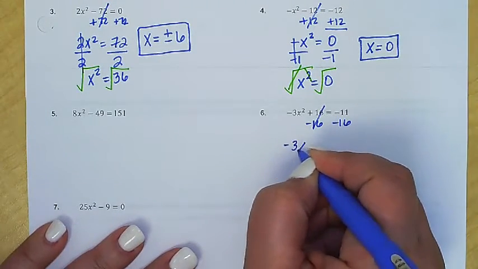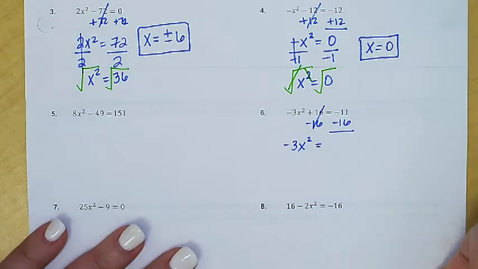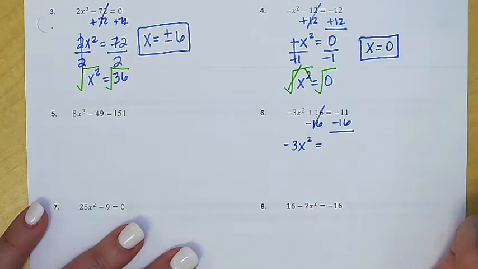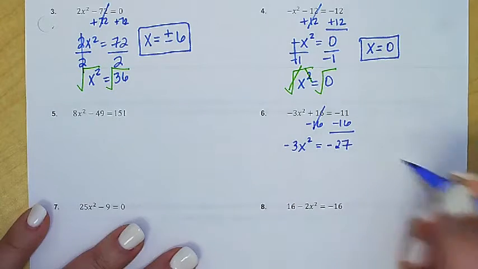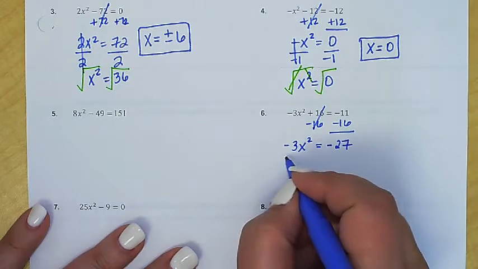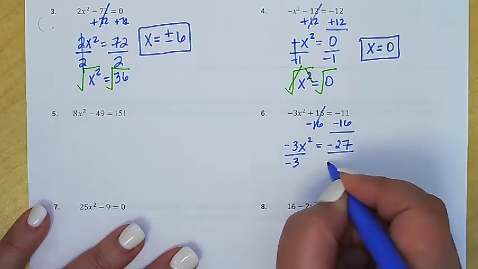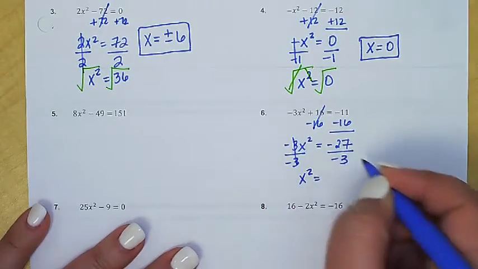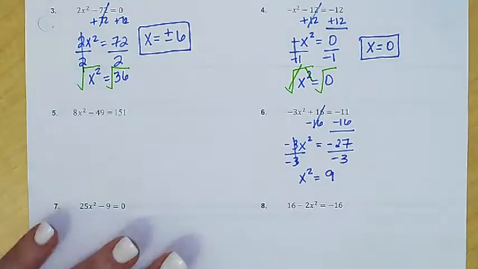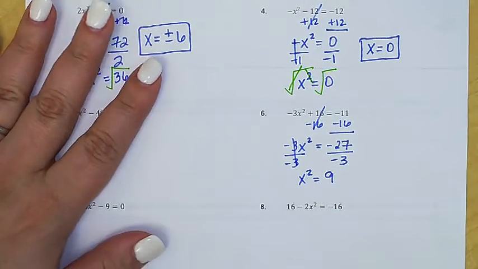Then we get negative 3x squared is equal to, and then over here these are both the same sign, so we find the sum. Negative 11 and negative 16 is a negative 27. Okay. And then the next step is to get rid of the negative 3. Since they're multiplying, the opposite is to divide. So we get x squared is equal to 9. So negative 27 divided by negative 3 is a positive 9.